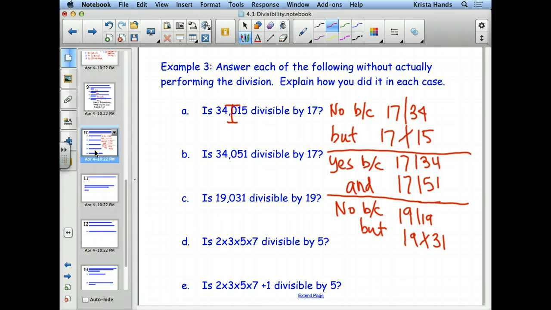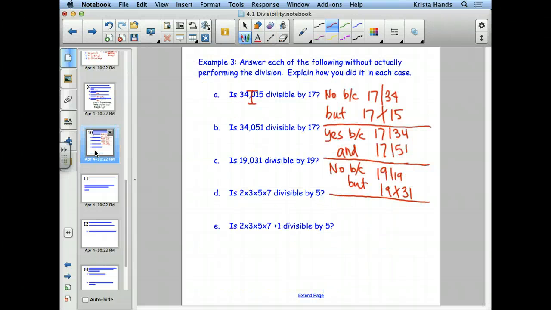D is interesting, and D does not involve you multiplying anything out. Please do not multiply D out, or E for that matter. Is 2 times 3 times 5 times 7 divisible by 5? Absolutely. Why? Because there's a 5 in the multiples list, right? If you were to multiply this number out, it would have to end in a 5 or a 0. Because there's a multiple 5 in there. There's a factor of 5 in there.